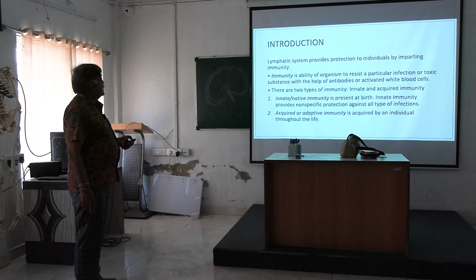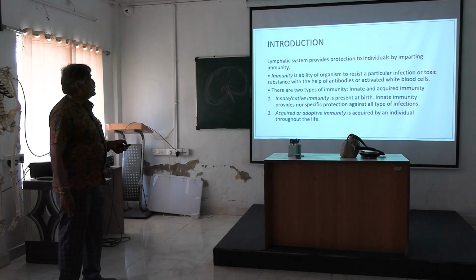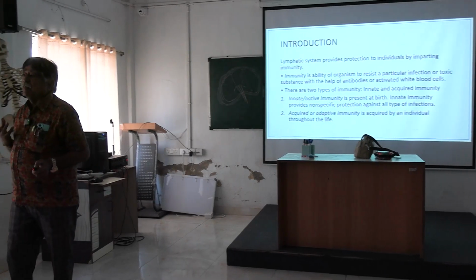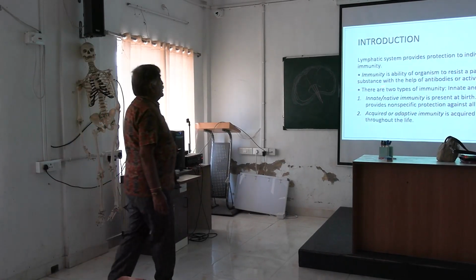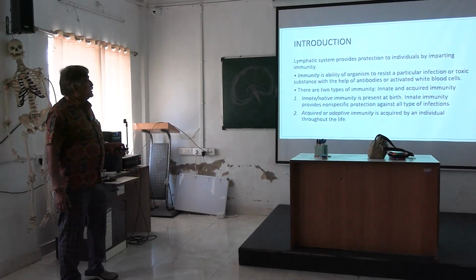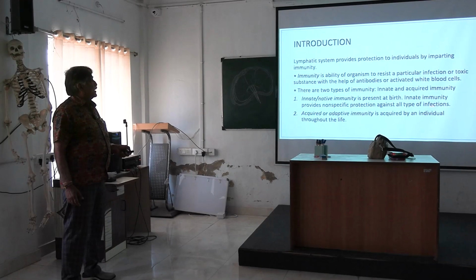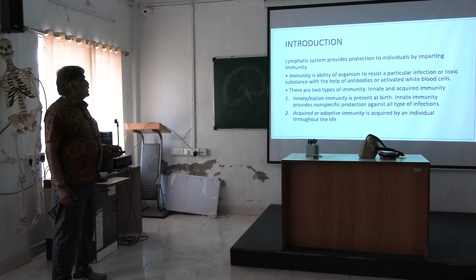Now, what is the lymphatic system? It provides protection to the individual by imparting immunity. It is the lymphoid tissue that provides the immunity of a person. Now, immunity is the ability of the organism to resist a particular infection or toxic substance with the help of antibodies or activated white blood cells. There are two types of immunity, innate and acquired immunity. Innate or native immunity is present at birth. Innate immunity provides non-specific protection against all types of infection. Acquired or adaptive immunity is acquired by the individual throughout life.